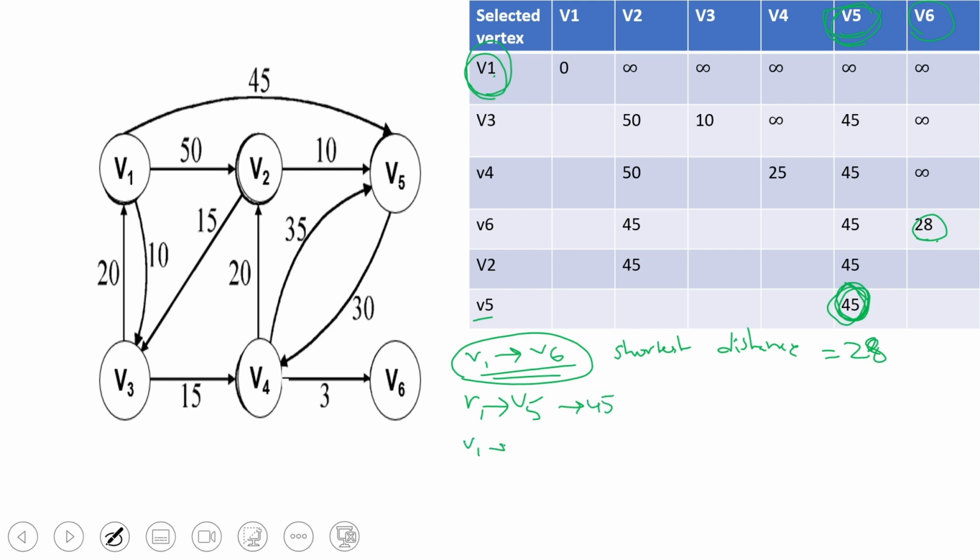Suppose V1 to V2. Obviously it's 50, but the shortest path from V1 to V2 is 45. We can reach in 45. So like this you can consider. V1 to V1, what is the shortest distance? 0. V1 to V2, 45. From V1 to V3, what is the shortest distance? 10. V1 to V4, 25. V1 to V5, 45. V1 to V6, it's 28. So this is all about shortest distance.